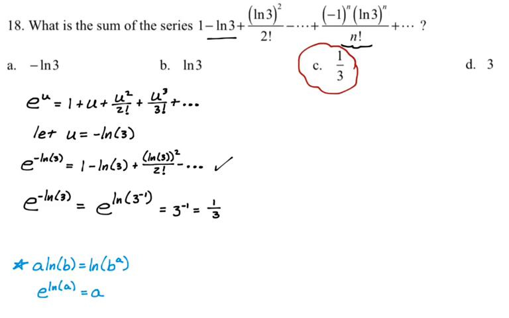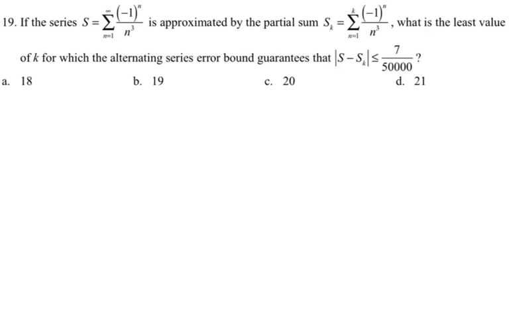All right, let's do another one. If the series S is equal to the sum from 1 to infinity of (-1)^n over n cubed, if that series is approximated by the partial sum from 1 to k, what is the least value of k for which the alternating series error bound guarantees that the absolute value of S minus S sub k is less than or equal to 7 over 50,000?